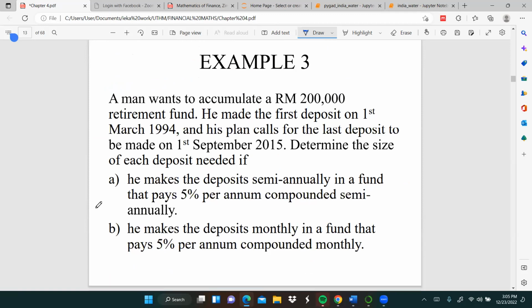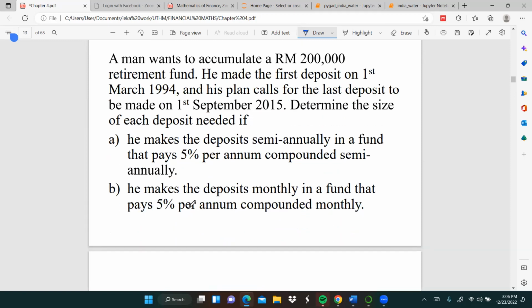A man wants to accumulate RM 200,000 retirement fund. He made the first deposit on 1st March 1994, and his plan calls for the last deposit to be made on 1st September 2015. Determine the size of each deposit needed if, the first one, he makes a deposit semi-annually in a fund that pays 5% per annum, compounded semi-annually. And then the next question, he makes the deposit monthly in a fund that pays 5% compounded monthly.